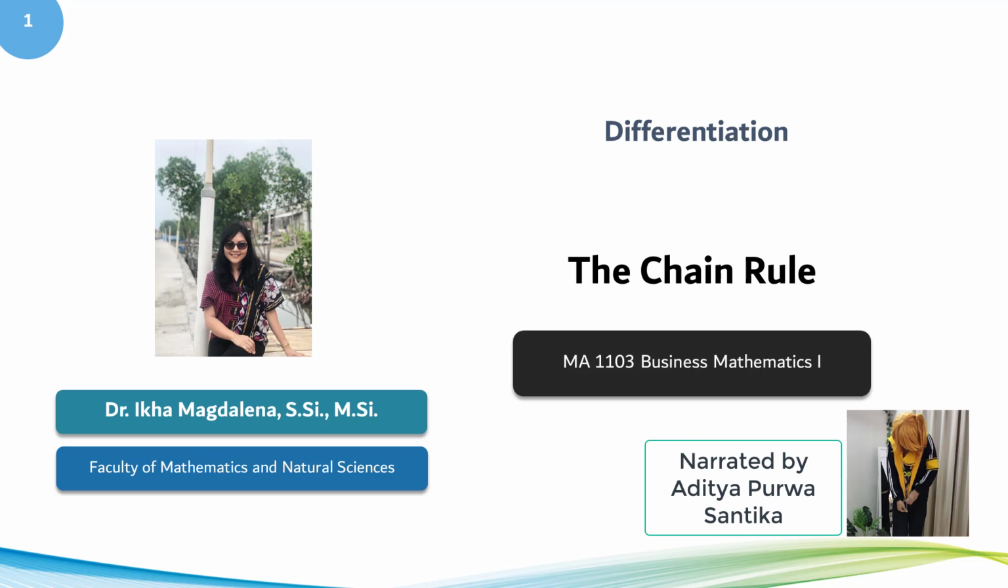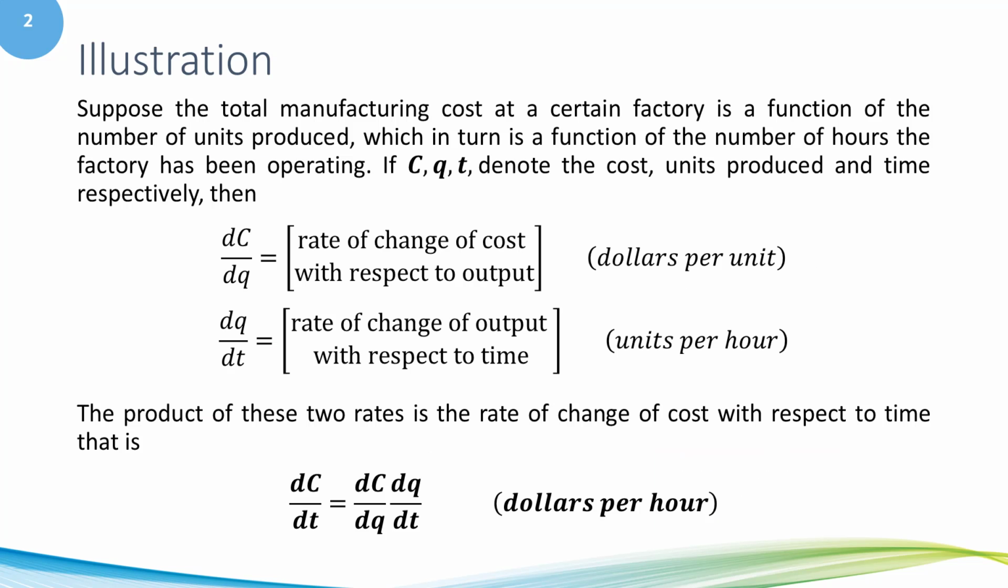And that topic is the chain rule for differentiation. Let's say C is the cost that depends on the number of units produced by a factory. And the number of units produced is Q, which in turn depends, obviously, on time. If we want to find the rate of change of cost with respect to output, then we have dC over dQ. If we want to find the rate of change of output with respect to time, we have dQ over dt.